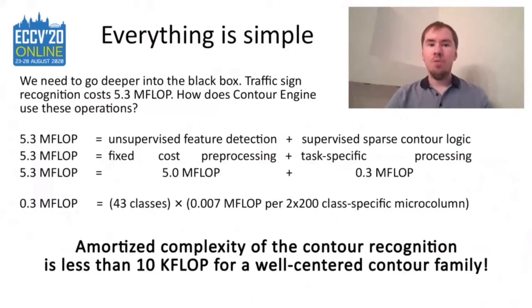Finally, one more interesting result. The Contour Engine network spends most of its operations in the unsupervised part. Unsupervised training is known to produce transferable features, so this part may be seen as fixed-cost, task-independent preprocessing of the input image. The rest of the supervised flops is almost equally distributed between classes. It means that a medium-complexity contour family, say some traffic sign class, can be separated from the rest of the dataset with a computational budget of less than 10 kiloflops.